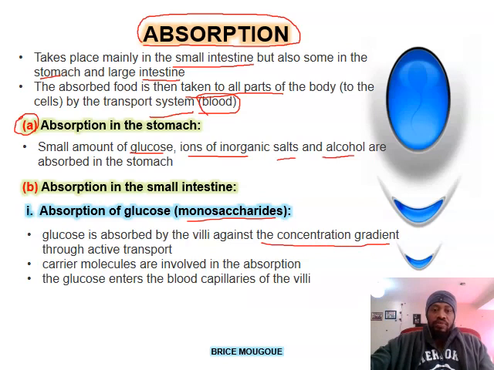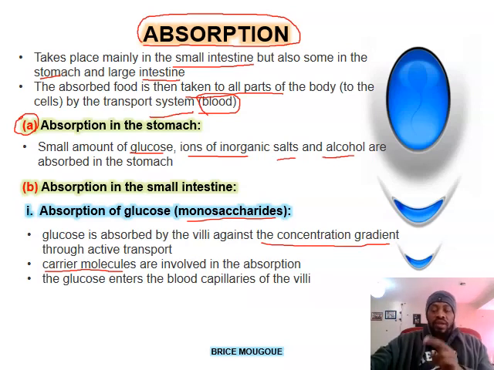The active transport will involve the use of carrier molecules. These are the carrier molecules that will be involved in actively transporting the glucose from one side to the other, from where they are less in concentration to where they are already high in their concentration.